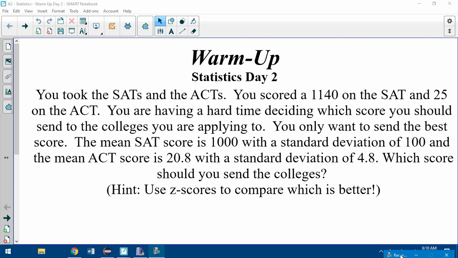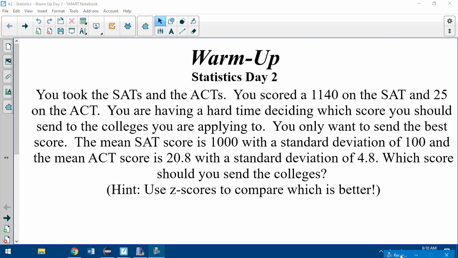So you took the SATs and the ACTs. You scored an 1140 on the SAT and a 25 on the ACT. You're having a hard time deciding which score you should send to the colleges you're applying to. You only want to send the best score. The mean SAT score is 1,000 with a standard deviation of 100, and the mean ACT score is 20.8 with a standard deviation of 4.8. Which score should you send to the colleges?